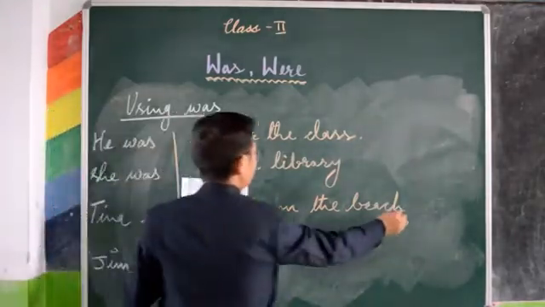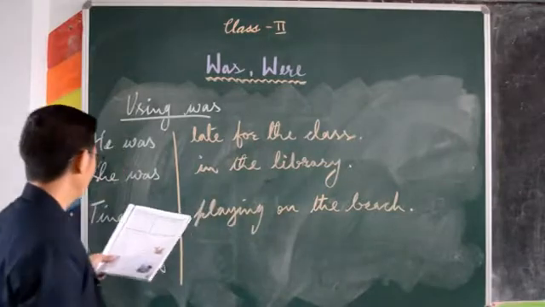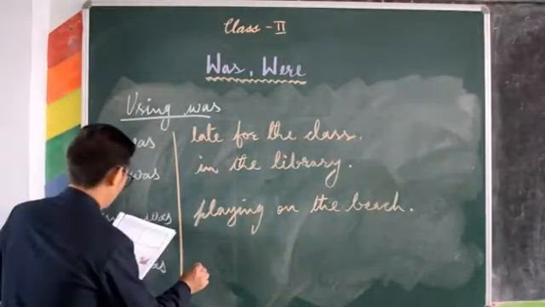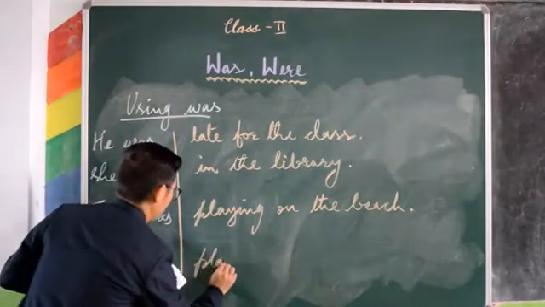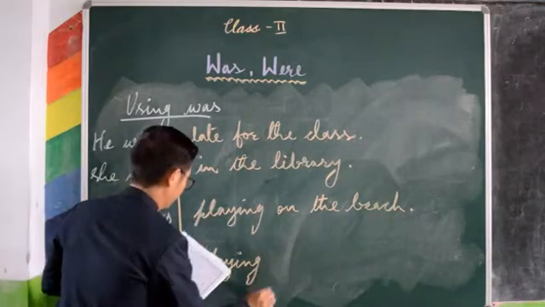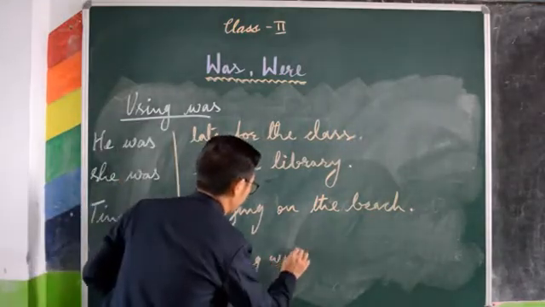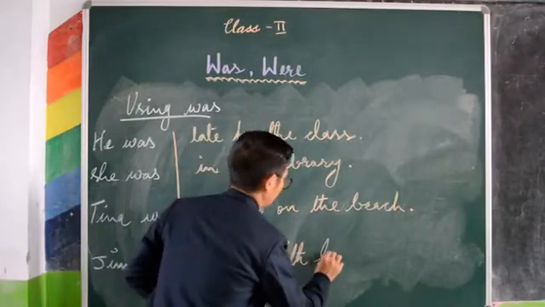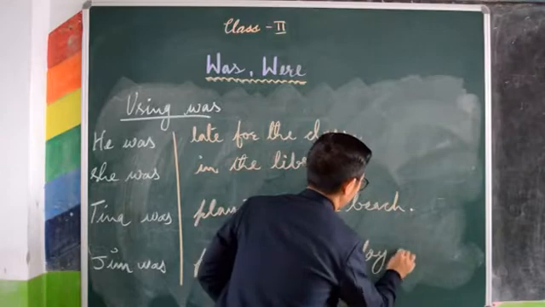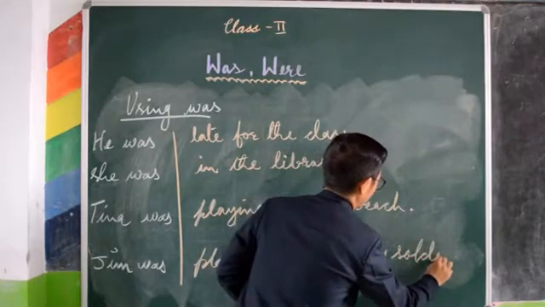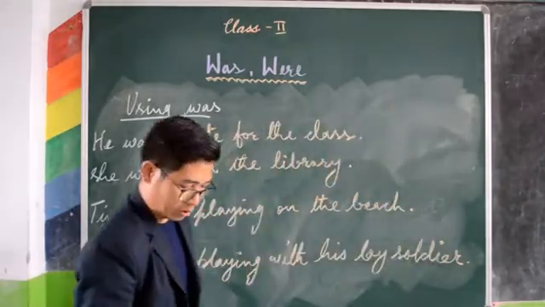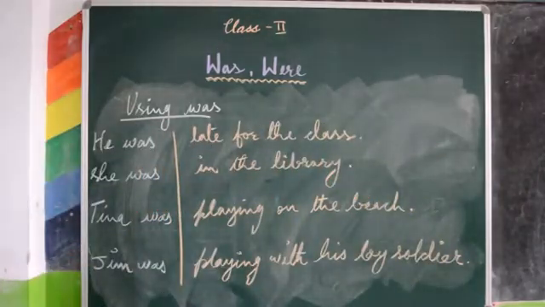Next, Jim was playing with his toy soldier. So, all these sentences by using was.